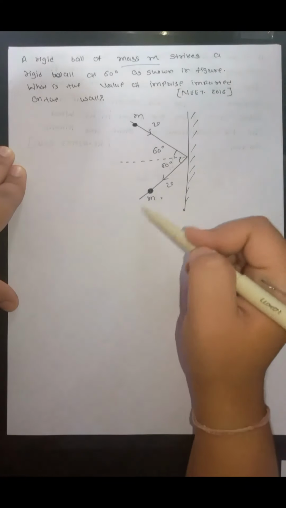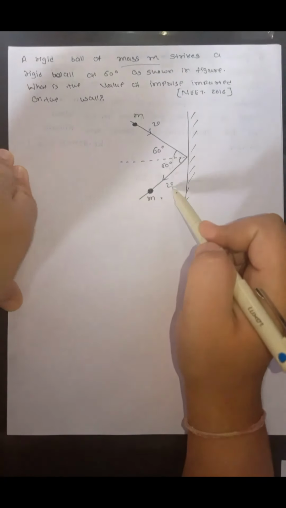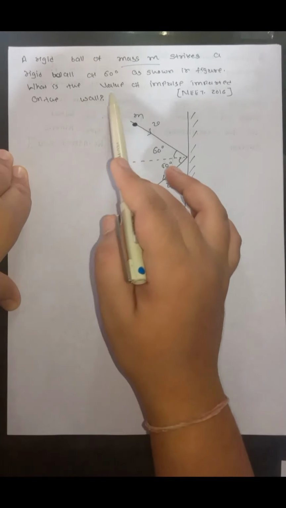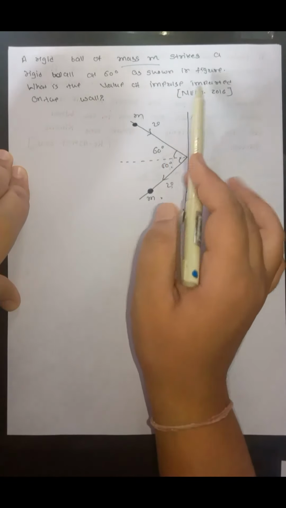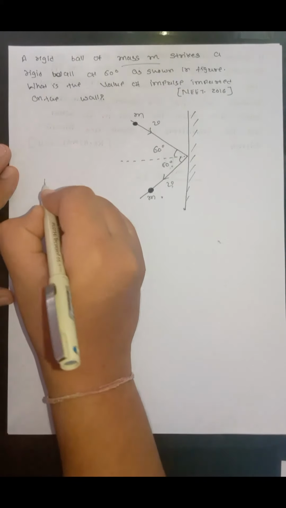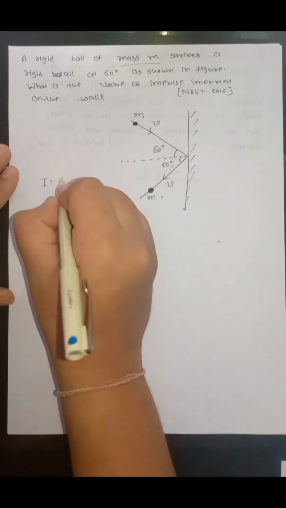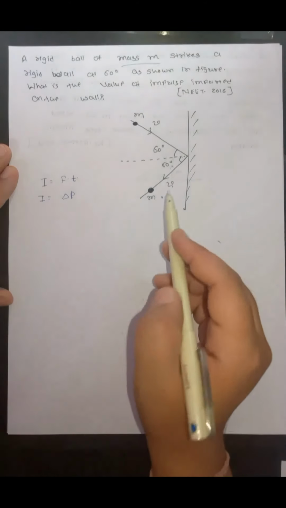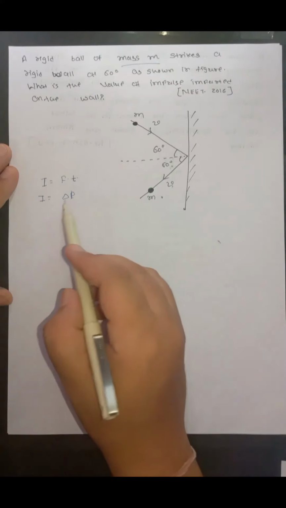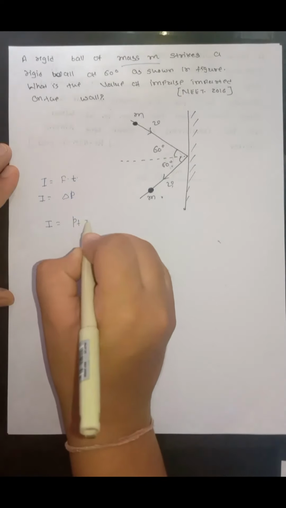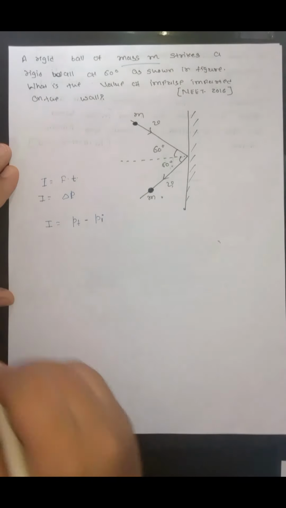It returns with the same speed v at the same angle, 60 degrees. We want to find the value of impulse imparted on the wall. Here the definition of impulse is F into t, or impulse is equal to change in linear momentum. Here the appropriate formula will be change in linear momentum. So simply, impulse is final momentum minus initial momentum.